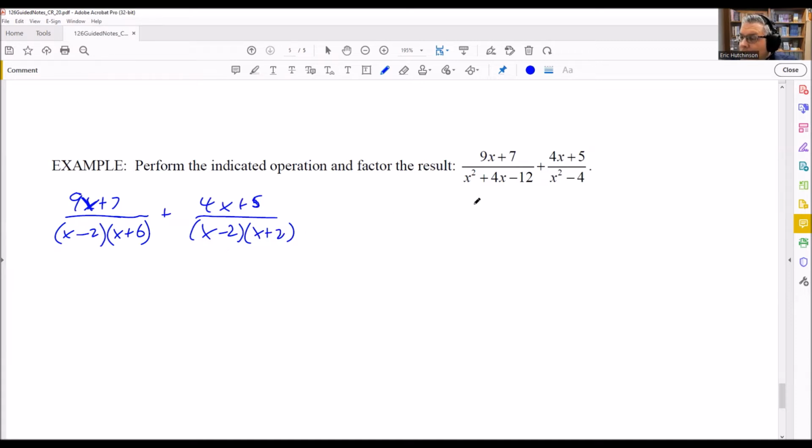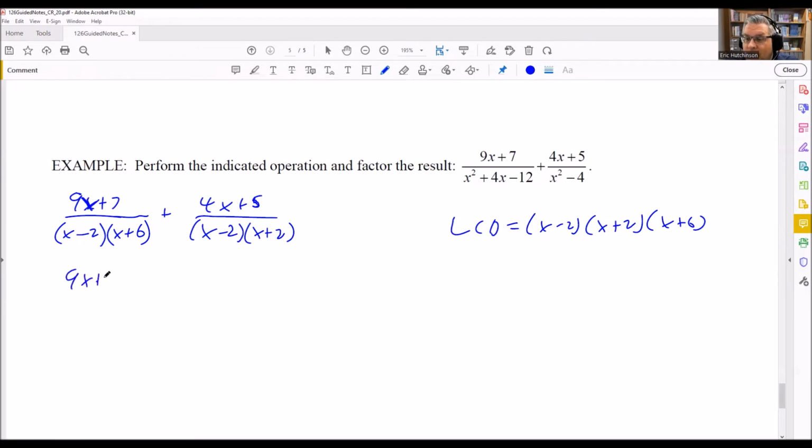So now that I have this, I need to find my LCD. It's going to be made up of everything that you see here. So I know it's going to be x minus 2, x plus 2. We also need x plus 6. So that's my LCD. We're going to multiply each one by what it's missing in order to get the LCD.